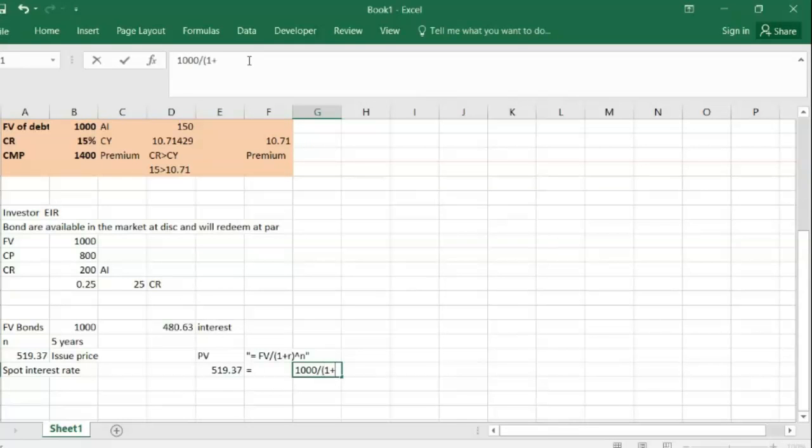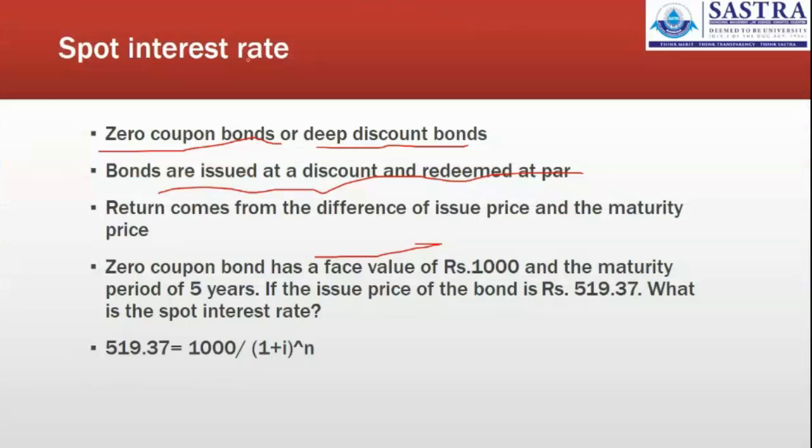1 plus r, I don't know the interest rate. The period for which the investment is proposed is 5 years. So this formula can be used to find the interest rate, the coupon rate, for deep discount bonds. Here itself you can take this.